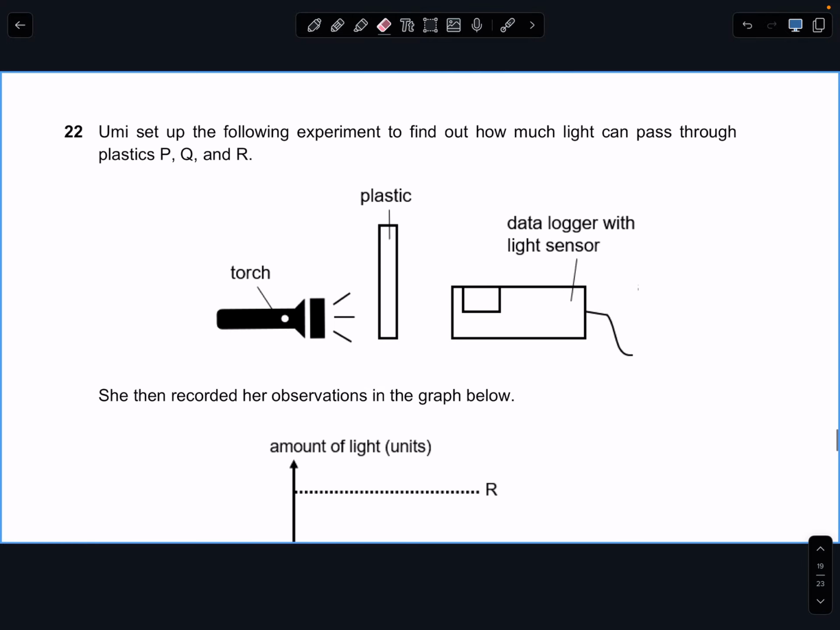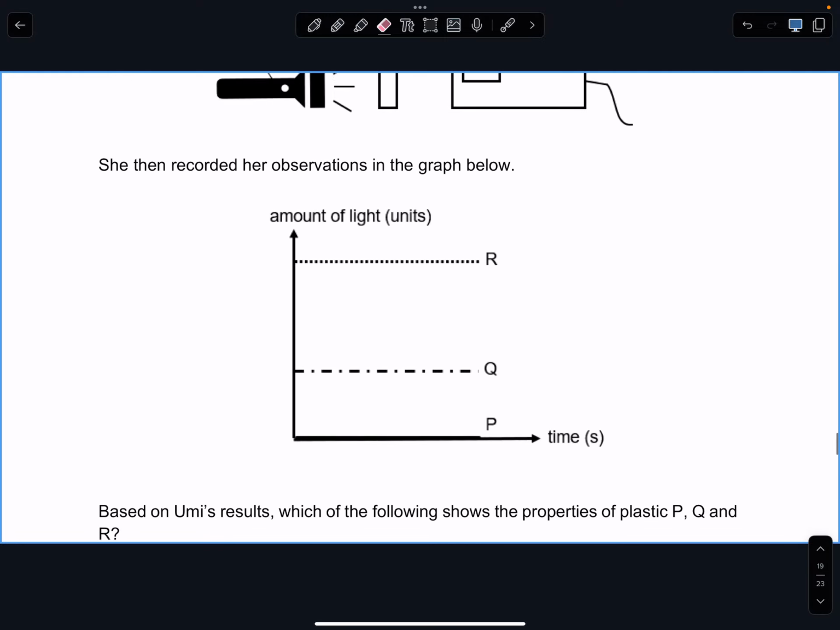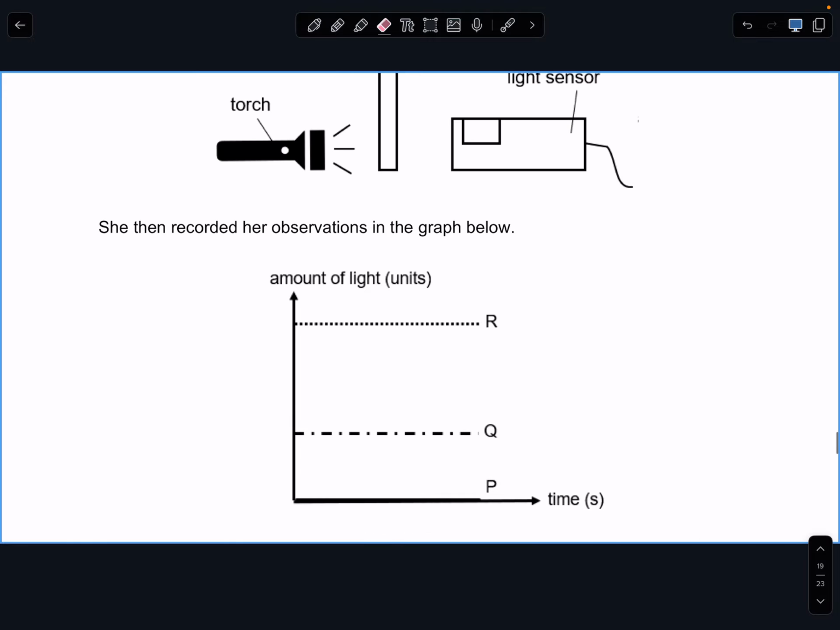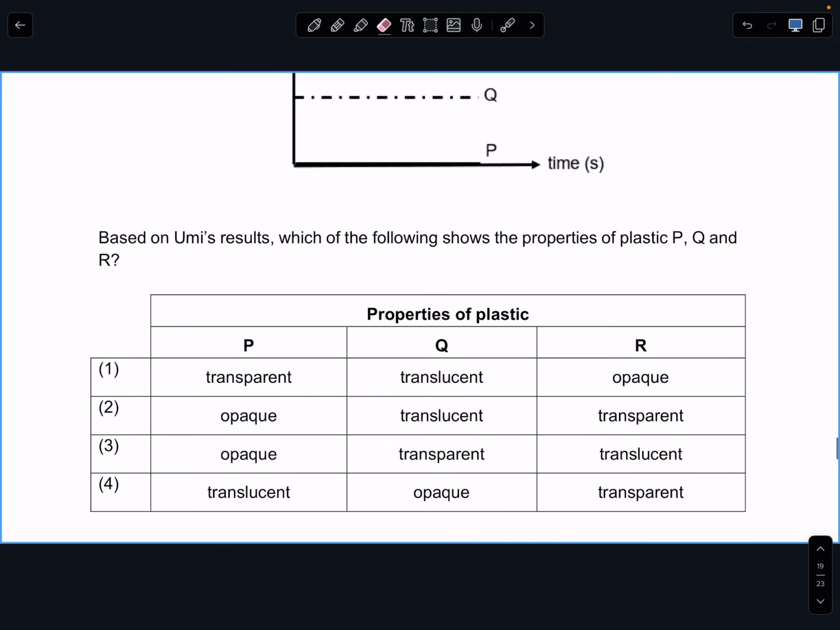Next. Umi set up the following to find out how much light can pass through plastics P, Q, and R. She then recorded her observations in the graph below. Based on Umi's result, which of the following shows the properties of plastic P, Q, and R?